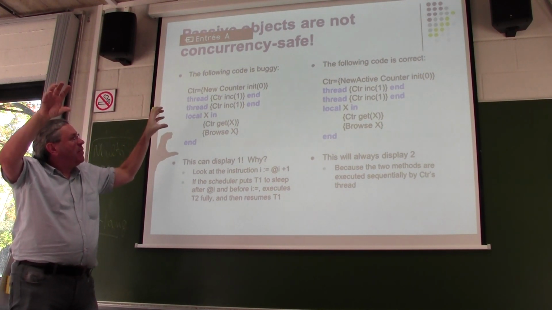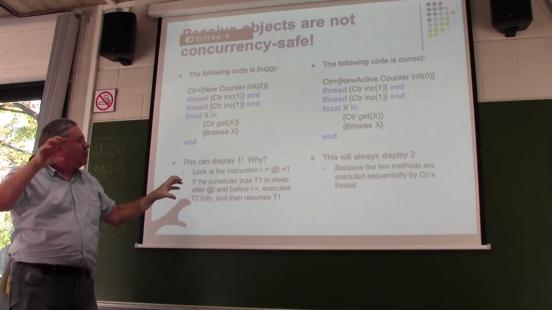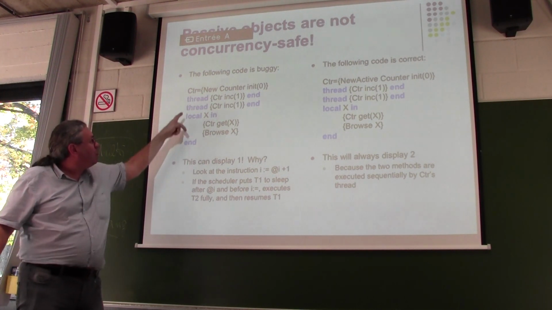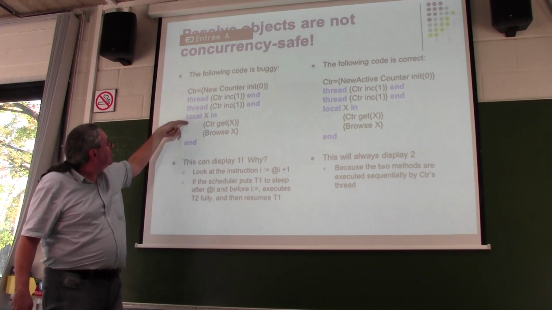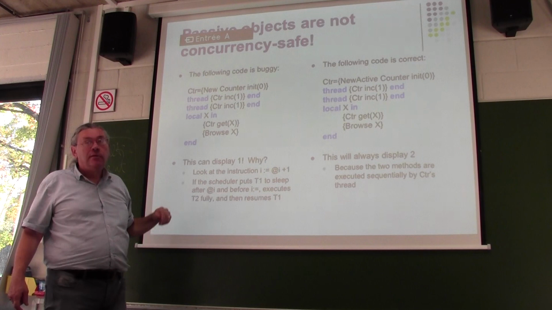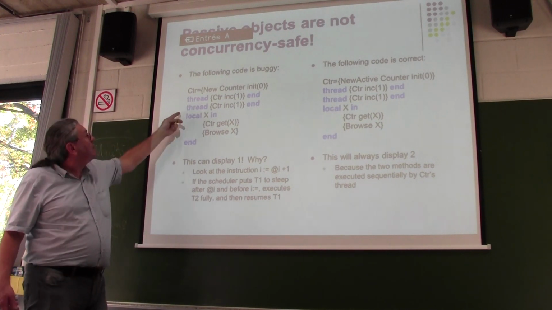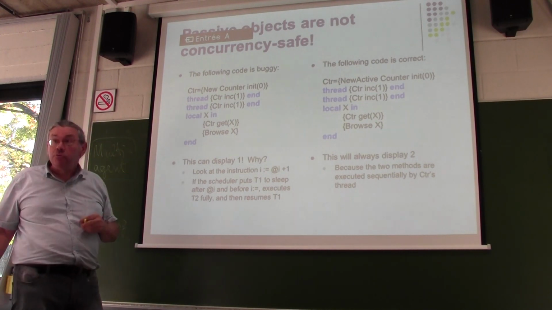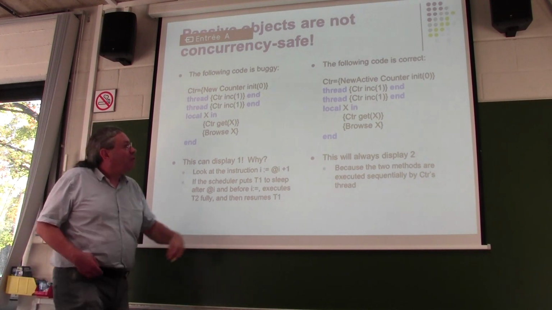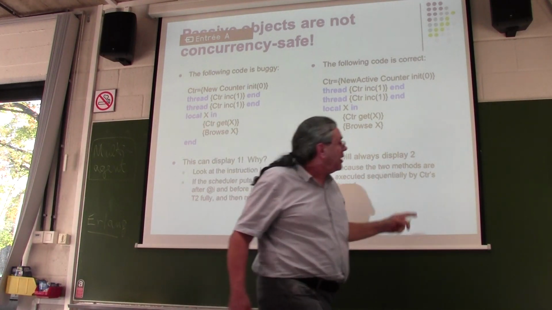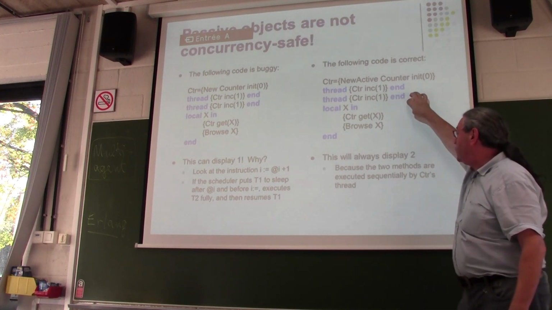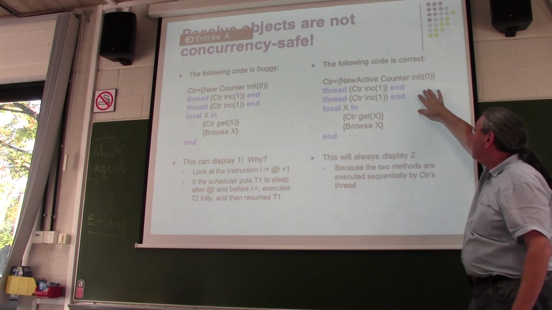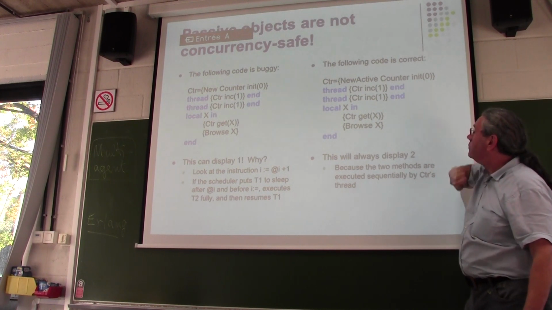And they put to sleep, and then I wake them up, and they're incremented. But that means I'm only incrementing once. This could display 1, which is a bug. It's a race condition. It should display 2 always. But the right one will always display 2. This is correct, because the 2 methods will be executed serially, sequentially, by the thread of the active object.